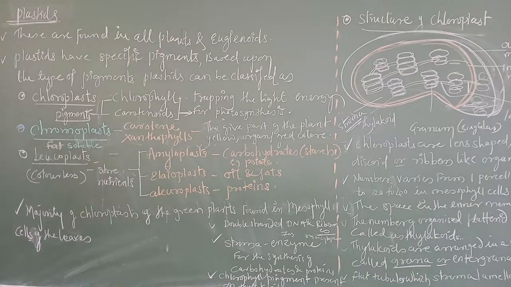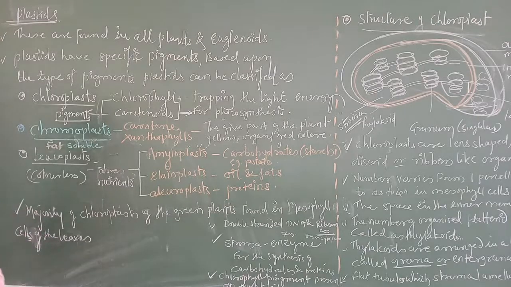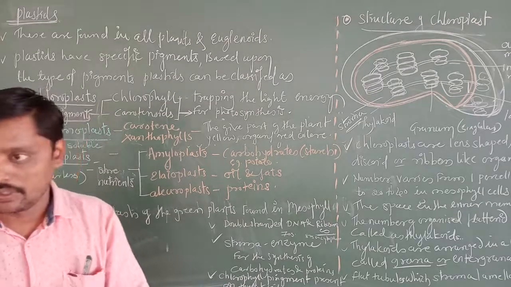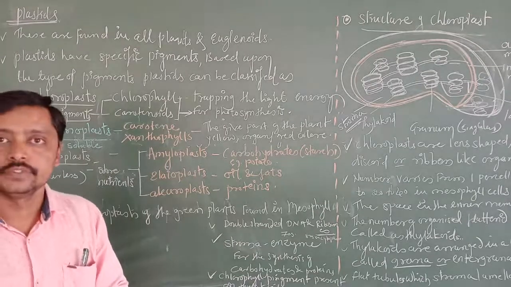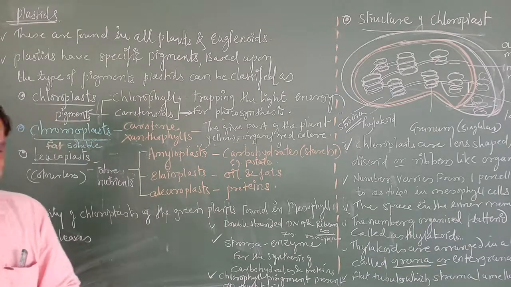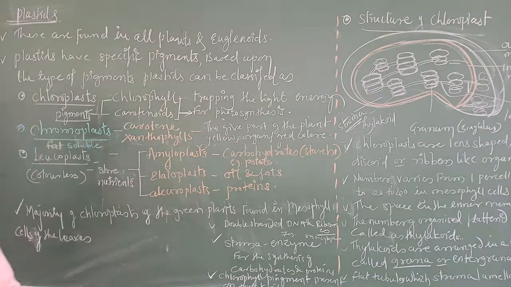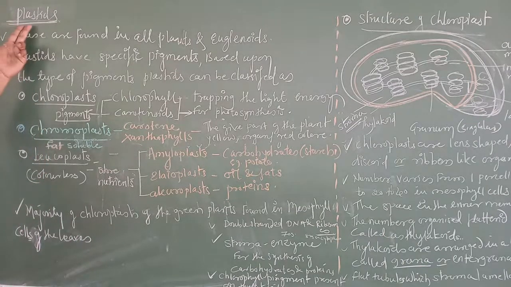Okay, good morning students. In the previous class, under the chapter Cell: The Unit of Life, we discussed organelles like mitochondria, the structure of mitochondria, endoplasmic reticulum, etc. In today's class we are going to start with the next organelle. Those are the plastids.